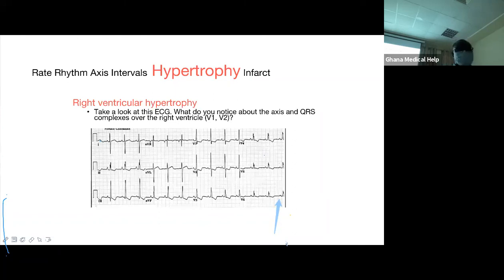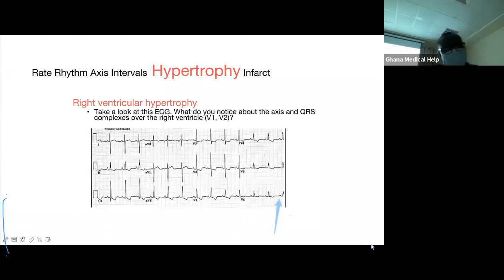Okay, anyone? Ideally, you should have an R wave progression from V1 to V6, but it seems like the R waves in V1 are bigger than those in V5 to V6. It seems like the R wave progression is abnormal. Fantastic. I agree with you.